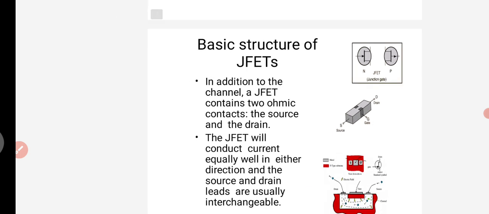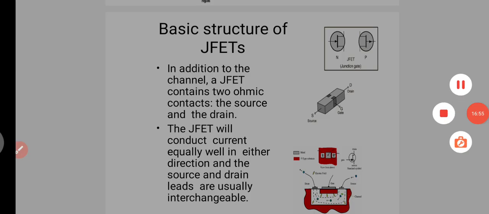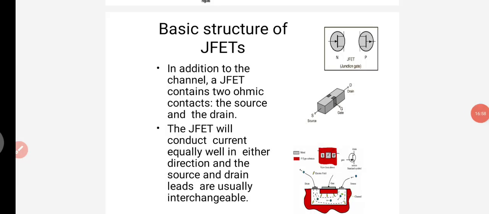Now the basic structure of JFETs. In addition to the channel, a JFET contains two ohmic contacts, the source and the drain. Here is the basic structure of the JFET. You can create a channel for the flow of majority carriers, which is called the channel. Along with the channel, there are two ohmic contacts, and those two contacts are the source and the drain.